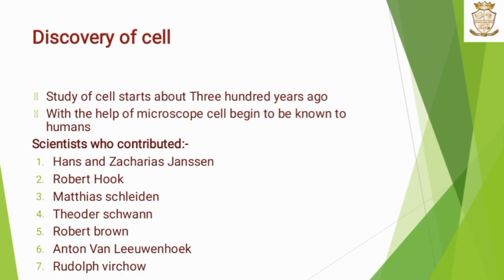Discovery of cell. The study of cells started about 300 years ago. With the help of the microscope, cells began to be known to humans. The scientists who contributed to the discovery of cells are Hans and Zacharias Janssen, Robert Hooke, Matthias Schleiden, Theodor Schwann, Robert Brown, Anton van Leeuwenhoek, and Rudolf Virchow.